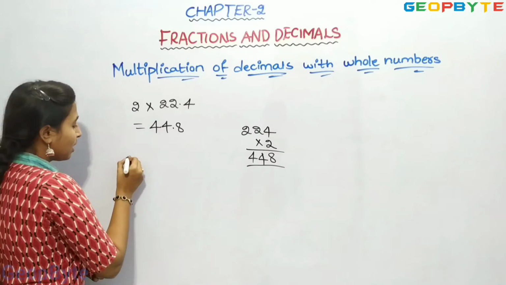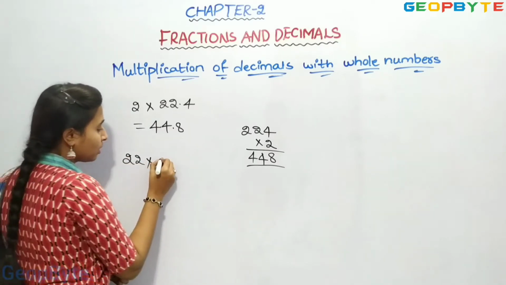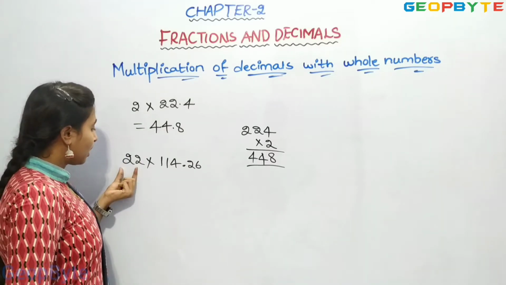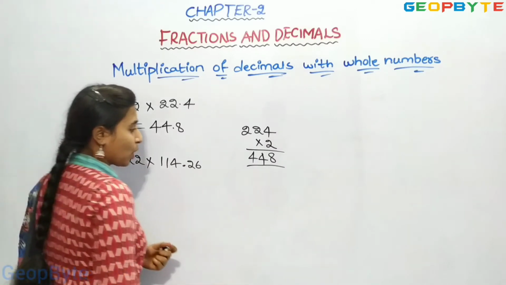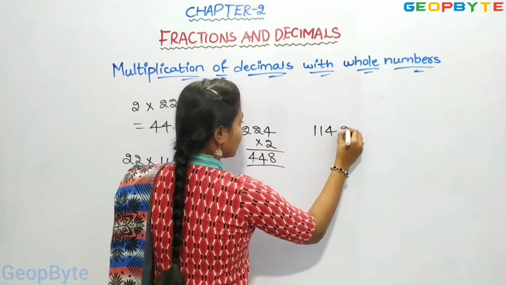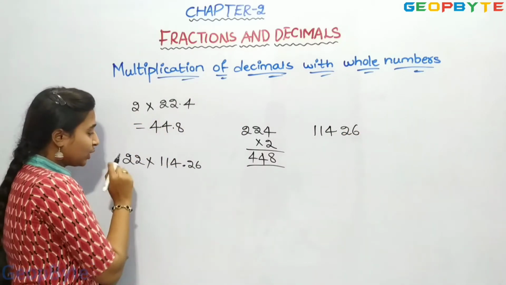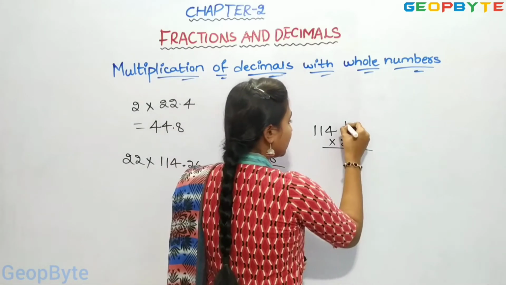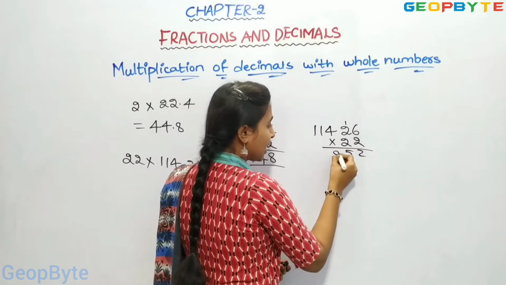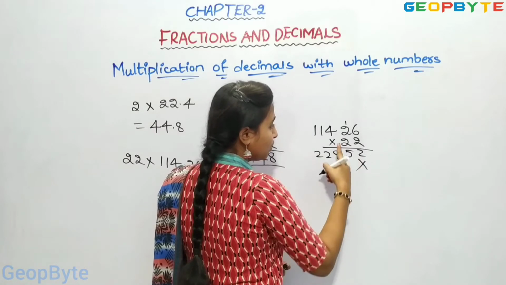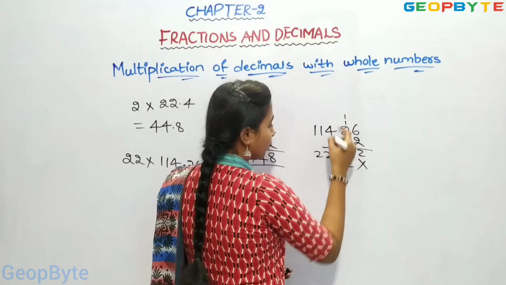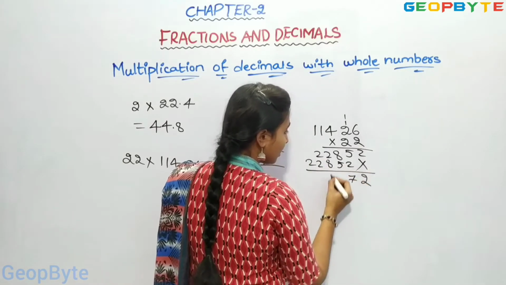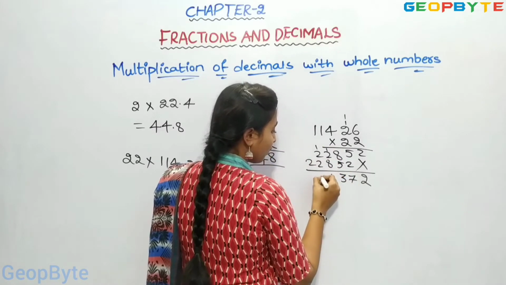Let us see another example. Let us say 22 into 114.26. Now, we have a whole number and a decimal. We will remove the point and multiply 114.26 into 22. I have removed the point and written it. Now, 2 6's are 12, 2 2's are 4, 5, 4 2's are 8, 2 1's are 2, 2 1's are 2. Then, into 6 2's are 12, 2 2's are 4, 5, 4 2's are 8, 2 1's are 2, 2 1's are 2. Adding: 2, 7, 13, 11, 5, 2.